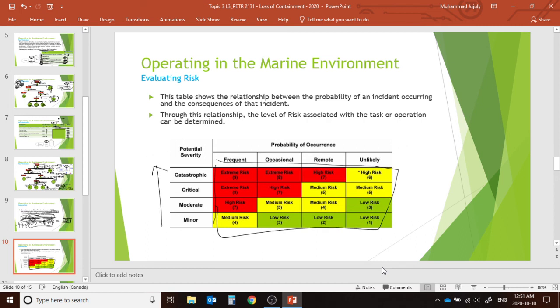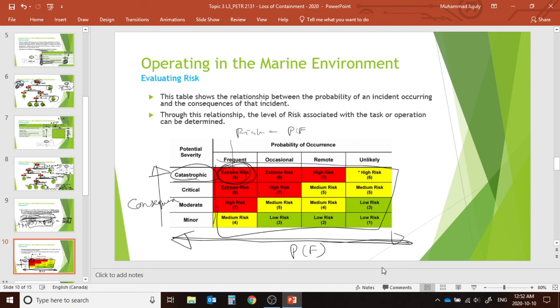Here is the risk, increment of the risk, and here is the probability of occurrence, and here is the consequence. This is more catastrophic, here is low, and the frequency goes this way. This is highly frequent, and this is low and very unlikely. So in this quadrant, the consequence is catastrophic and the frequency is high. That means this is extreme risk, because remember, risk is equal to the probability of failure, or probability of occurrence, times the severity of the consequence, okay?